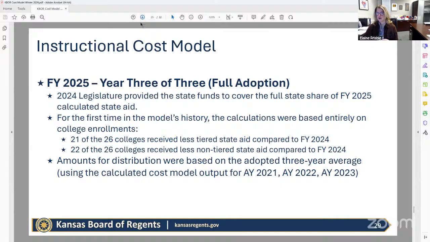Now, in all three of those years and moving forward, for what we've calculated and are distributing for 2026 and what we're calculating for 2027, we are applying a three-year average. So in 2025, that three-year average looked at 2021, 2022, and 2023 enrollments.